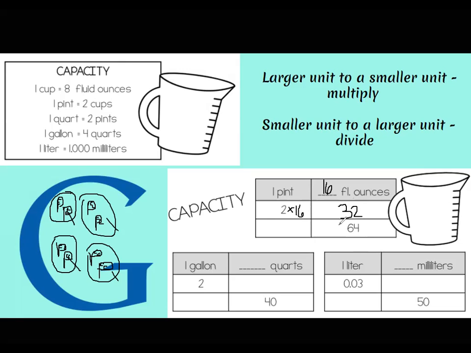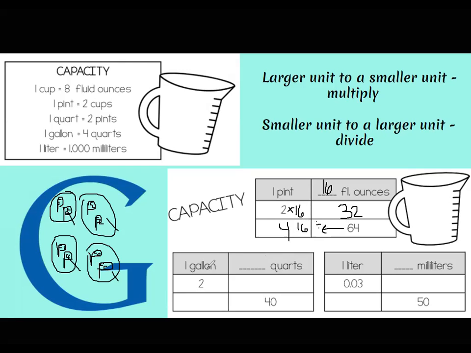All right, well, if we have 64 fluid ounces and we want to try to figure out how many pints that would be, we're now going from ounces, which are smaller, to pints, which are larger. So we're going to have to divide because we're going this way. So we're going to take 64 and we're going to divide 64 by 16. And 64 divided by 16 is going to give us 4 pints.